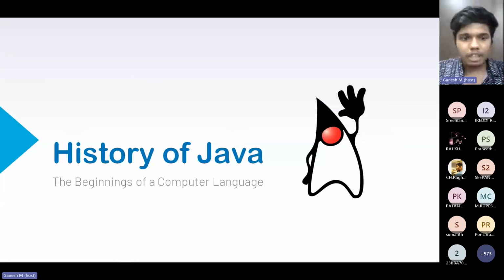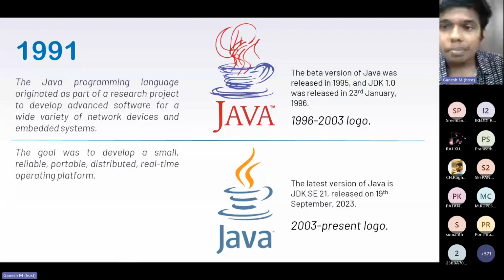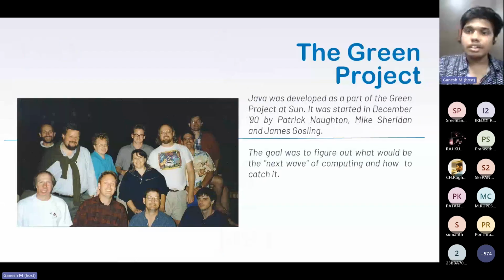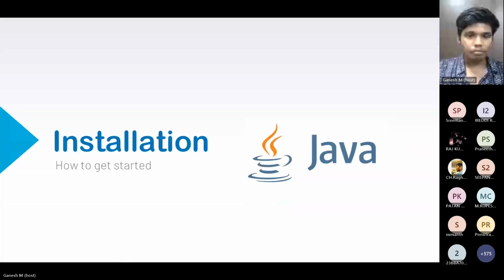Before getting into the actual language, we need to learn some history of Java. Java was developed in 1991 to develop software for network devices and embedded systems. Its beta version was released in 1995. Java is a part of the Green project. The main lead of the team is James Gosling, one of the lead developers who developed Java. He received many awards. I think that's enough history.